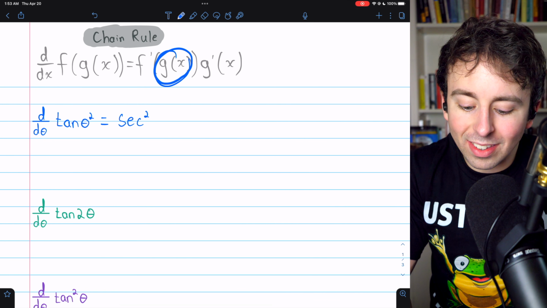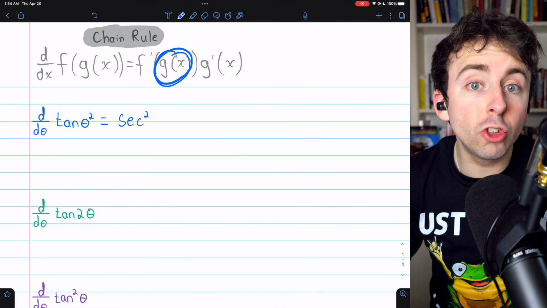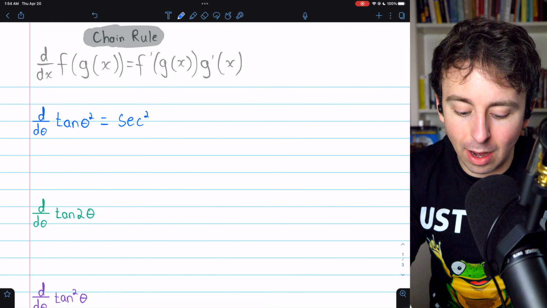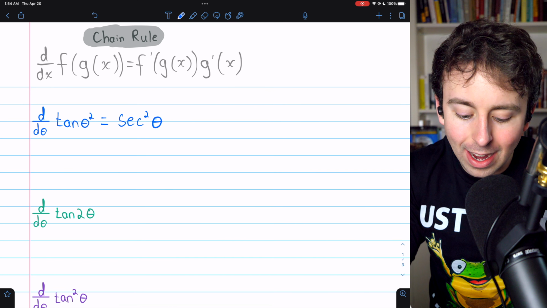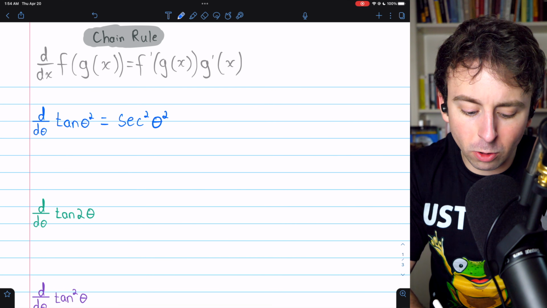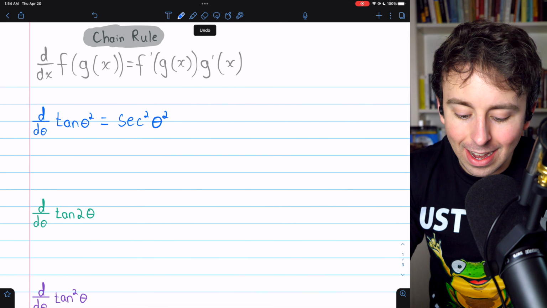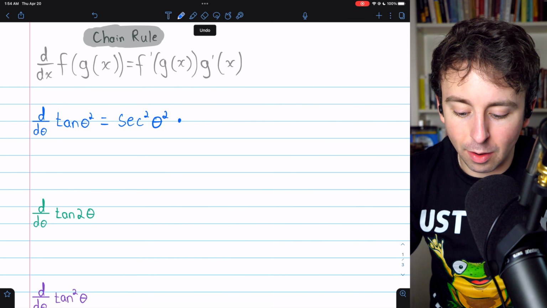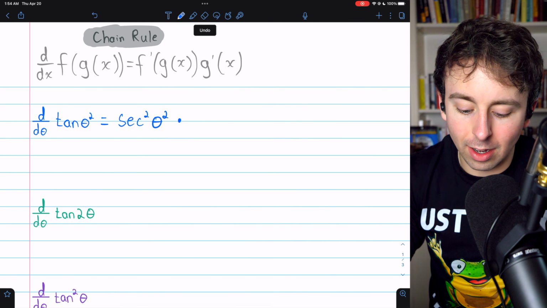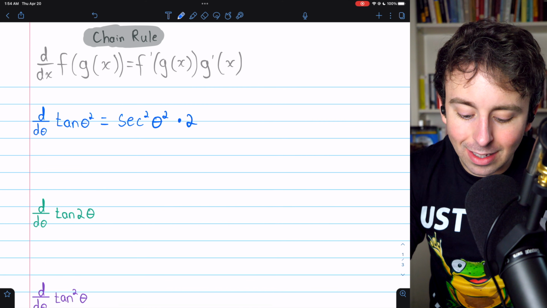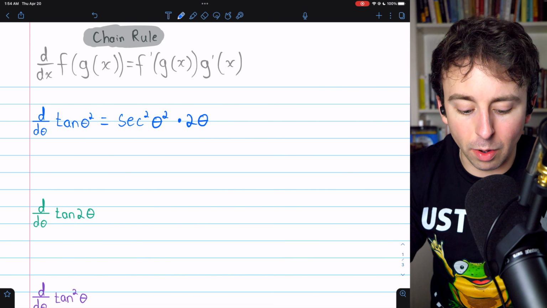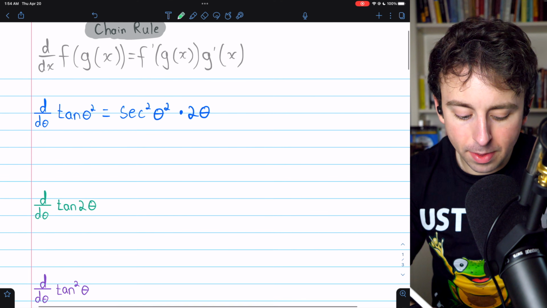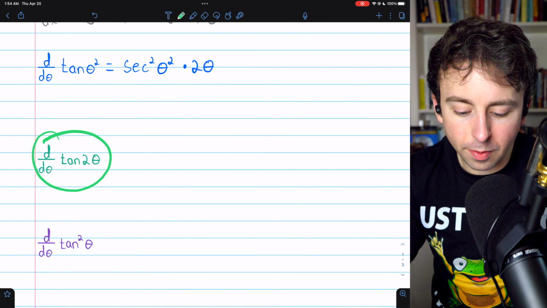And remember, what's inside the derivative is g of x, the original inside function. We don't change the inside function. So the thing that's inside the secant squared is still just theta squared. Then, this gets multiplied by g prime, the derivative of the inside function. The inside function is theta squared, so its derivative is 2 theta, and that's the derivative of tangent of theta squared.